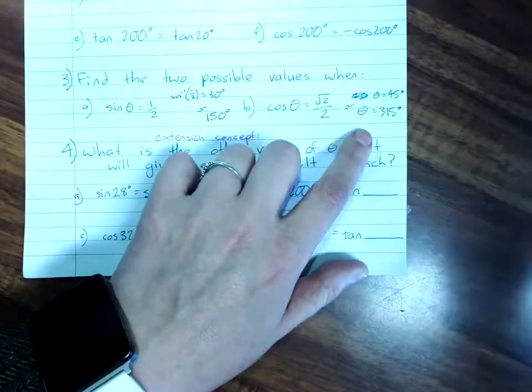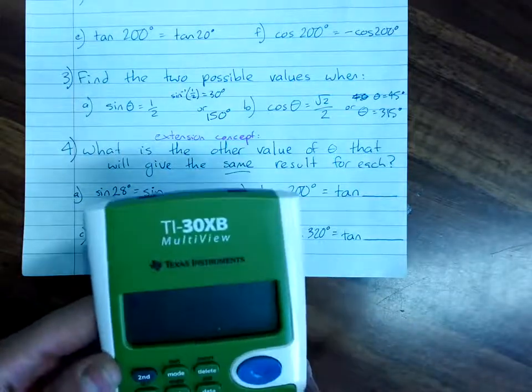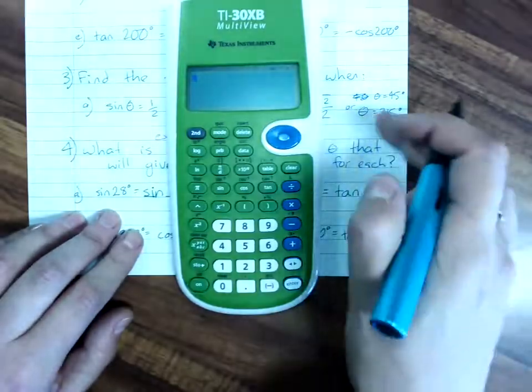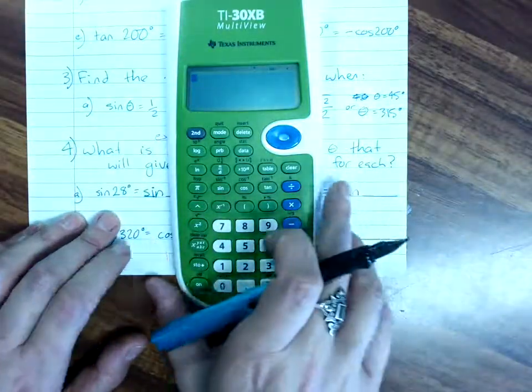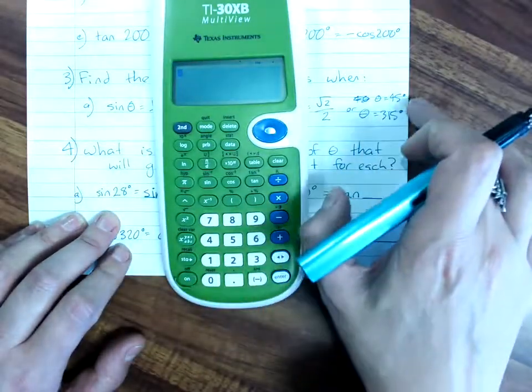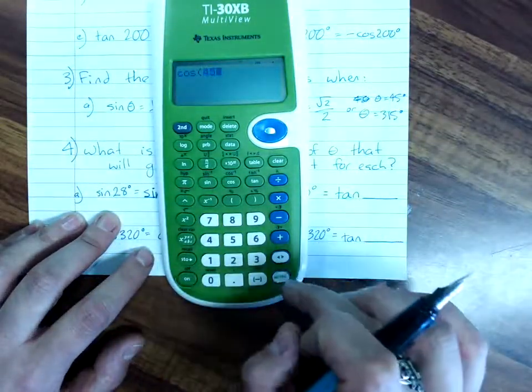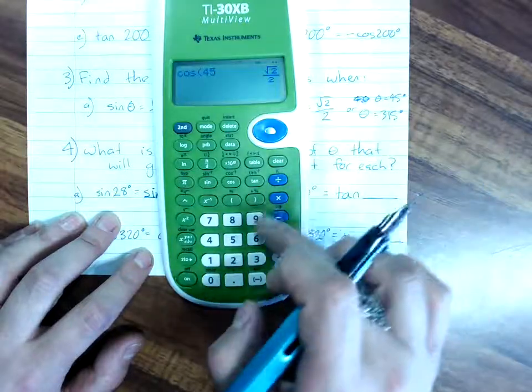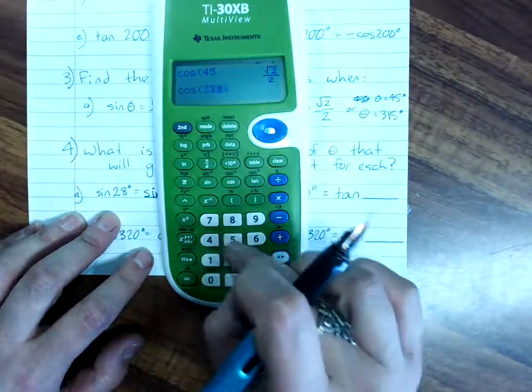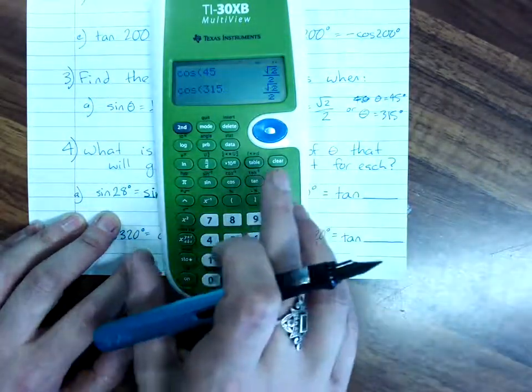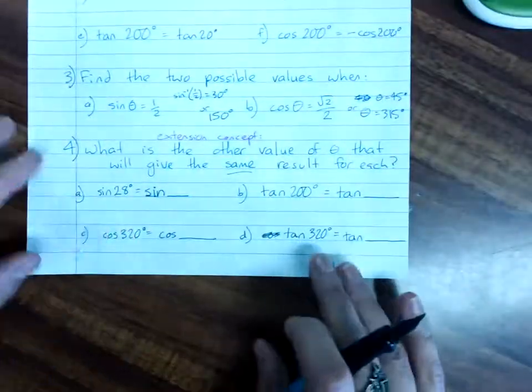Sorry about my dodgy writing, people. I'm so tired and this has gone so long. We can check that. So, cos of 45, root 2 over 2. Cos of 315, root 2 over 2. They're the two possible answers.